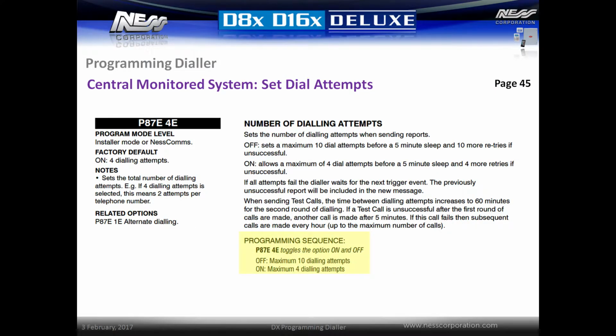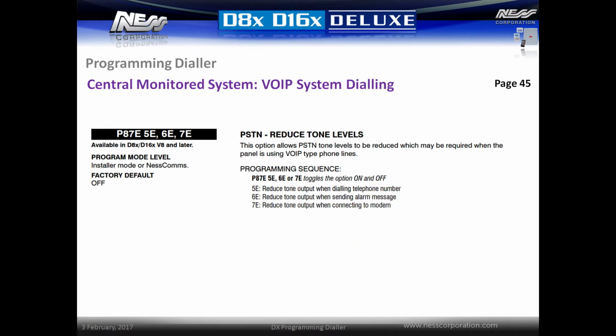The option P87E 4E will set the number of dial attempts. By default, this option is set on, which allows a maximum of 4 dial attempts before a 5-minute sleep and 4 more retries if unsuccessful. Setting this option off will attempt to dial the monitoring station 10 times before a 5-minute pause and a redial.